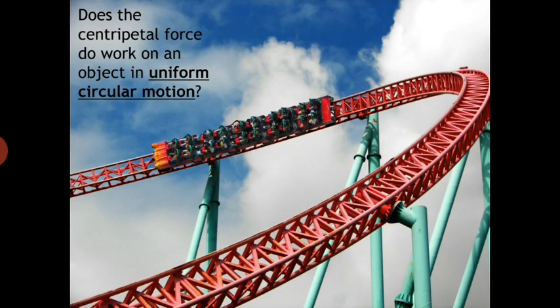Now, does the centripetal force do work on an object in uniform circular motion? Okay, so centripetal force. And remember that centripetal force is a center-seeking force. So the direction of the centripetal force is towards the center of a circle. And if the object is moving in uniform circular motion, the motion is not in the same direction as the centripetal force. So the third condition was not met. Meaning to say, still, no work is done in this situation.